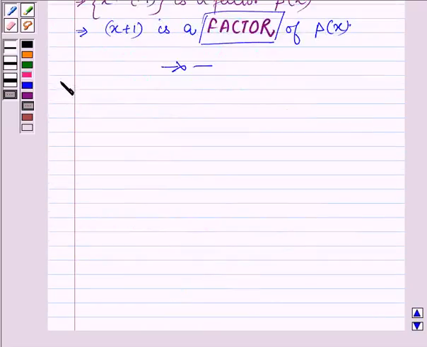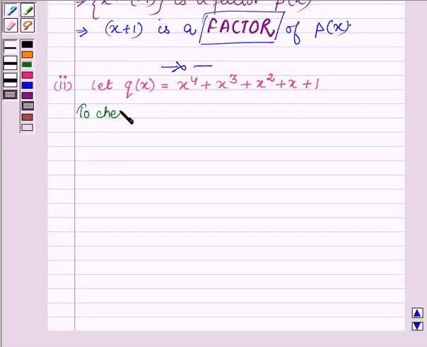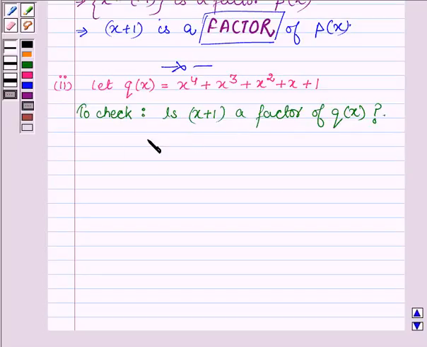Let us now proceed on to the second part. And let us name the polynomial as Q(x). Q(x) is equal to x raised to the power 4 plus x raised to the power 3 plus x raised to the power 2 plus x plus 1. And we have to check, according to the question, is x plus 1, the given linear polynomial, a factor of Q(x) or not? By our key idea, we know that if on substituting minus 1 in place of x, we get the answer as 0, then x plus 1 is a factor of Q(x), otherwise it is not a factor of Q(x).